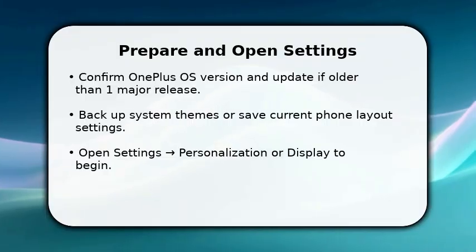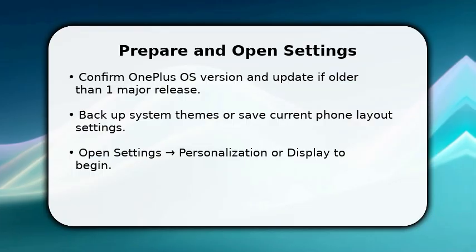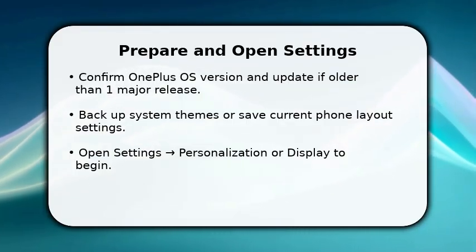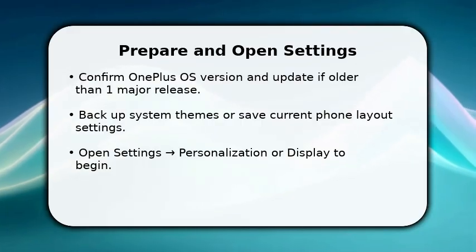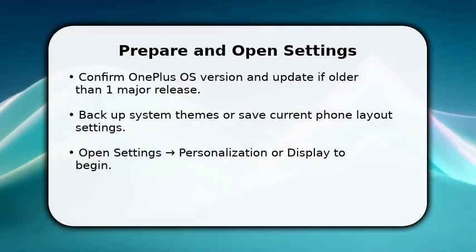You'll start by verifying your OnePlus version and saving your current theme so you can revert if needed. Once done, open Settings and go straight to Personalization or Display. That's where call log theming lives on recent OxygenOS builds. You're checking compatibility and securing a backup.